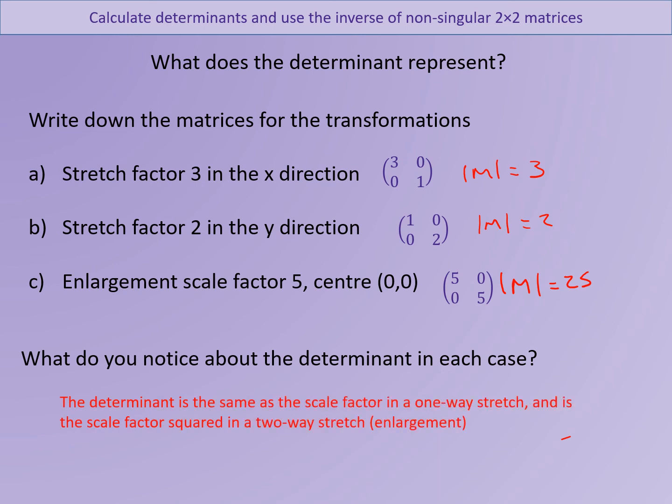The determinant for a one-way stretch, like in A or in B, is the same as the scale factor for that stretch. However, in C, we've got an enlargement, which is a two-way stretch. And in that case, the scale factor is squared to give us the determinant because the area is being enlarged in both directions. So for C, we've got 5 squared, which is 25 for the determinant.